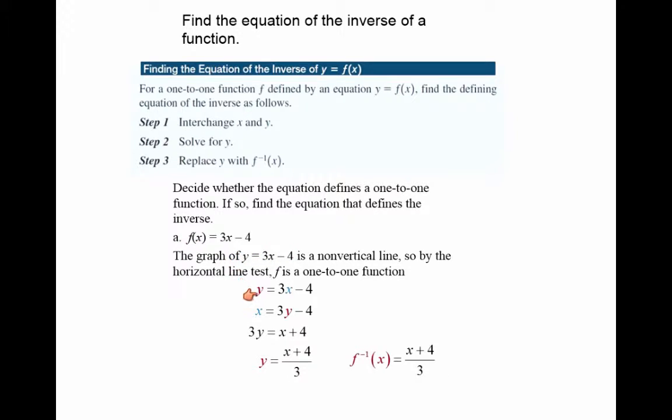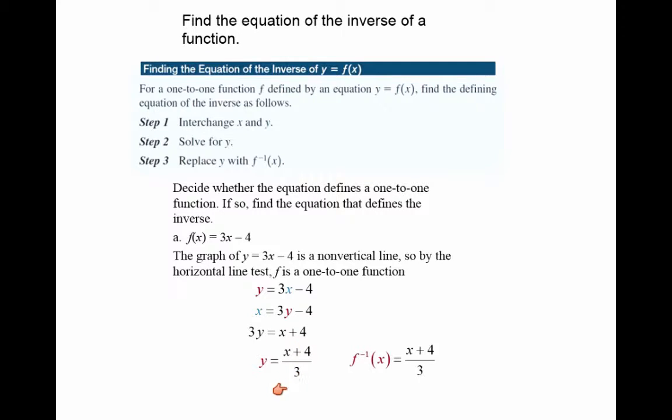I'm going to change the position of x and y in my equation. Everywhere I see y, I'm going to put x. Everywhere I see x, I'm going to put y. Simple as that. And the second step is to solve for y. If I solve for y, I can add 4 to both sides of the equation and divide both sides of the equation by 3. I get y is equal to x plus 4 over 3.